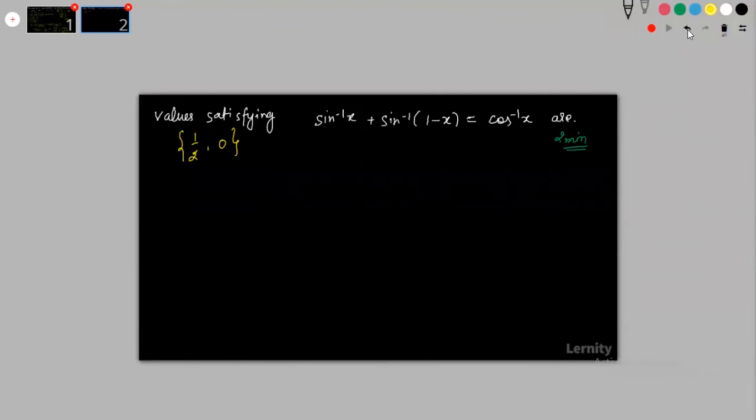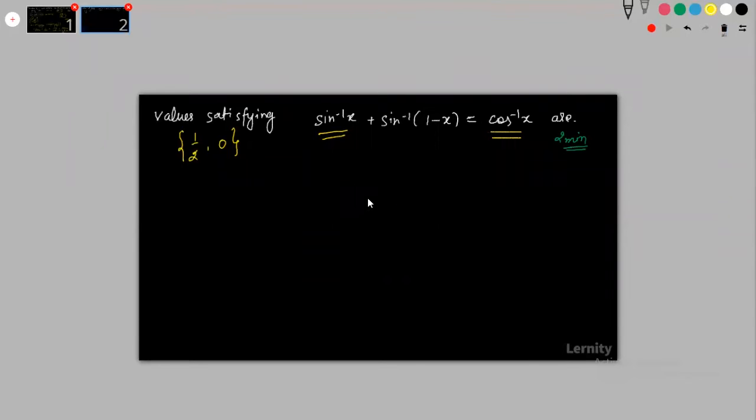Okay. So how to solve this? 0 and 1 by 2. Yes, correct. So see, here we have cos inverse of x and here we have sine inverse of x. We have three terms. So what I will try to do is convert this into two terms only.